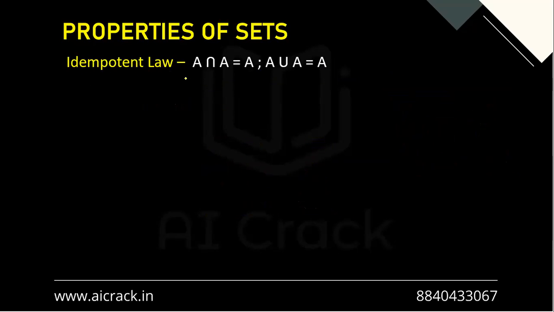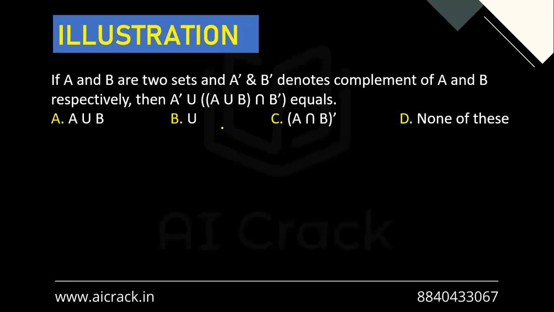Idempotent law. I leave this for the students because they can prove it themselves with the help of Venn diagrams. This is very obvious. Now let's look at one example. If A and B are two sets and A dash and B dash denote the complement of A and B respectively, then A union B intersection B dash equals. This might be a lengthy question. Let's look at it. So we have A dash union B intersection B dash. These are the kind of questions you need to practice for PGDBA, and we have seen a few questions like this in the past in the PGDBA examination.